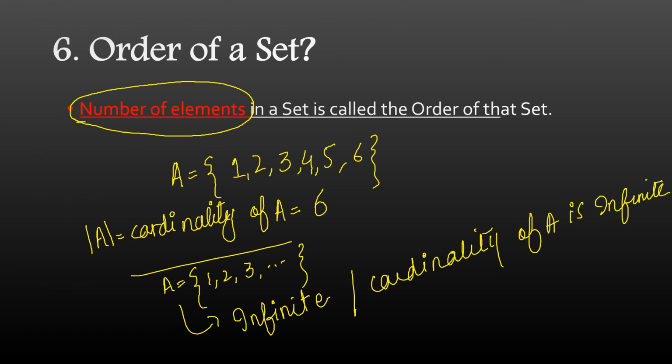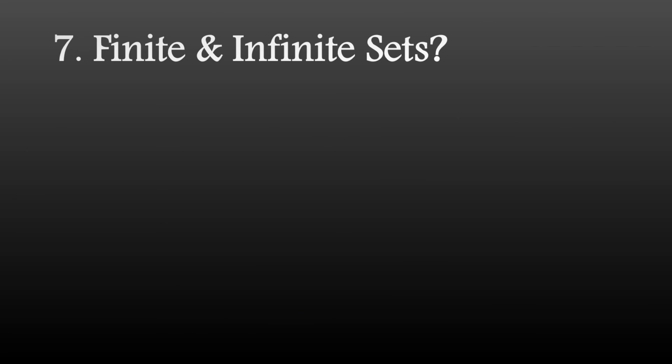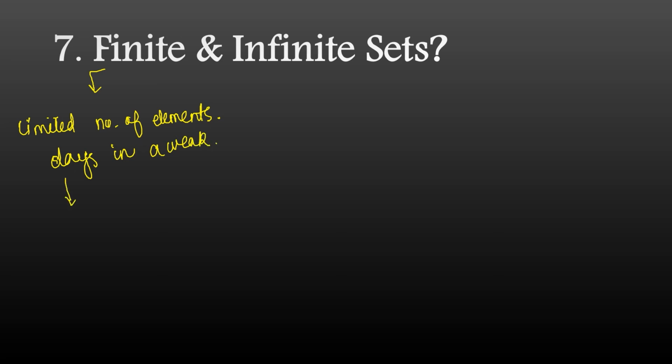Next, our next point is finite and infinite sets. So first let's see what is a finite set. A finite set is the one which has a limited number of elements. For example, days in a week. This is clearly finite. As we know, days in a week are Monday, Tuesday, Wednesday, Thursday, Friday, Saturday and Sunday.